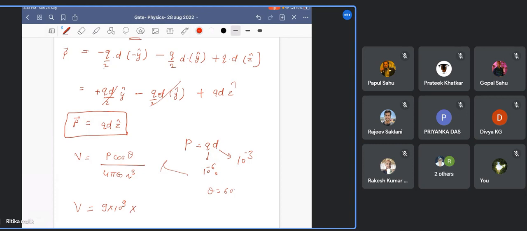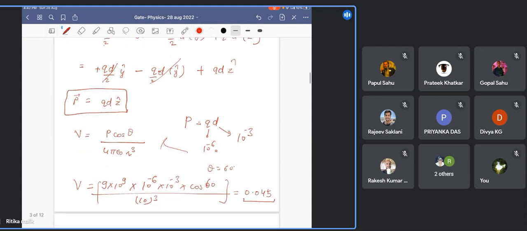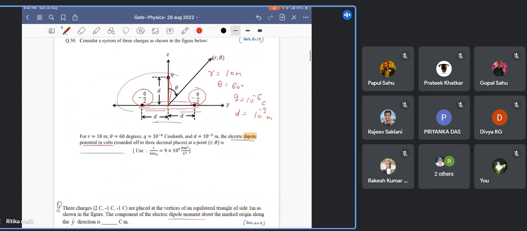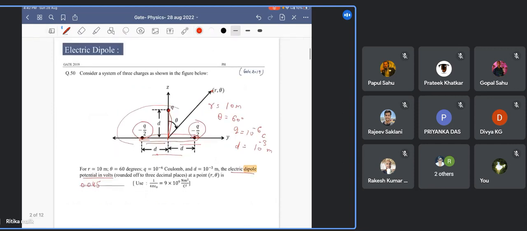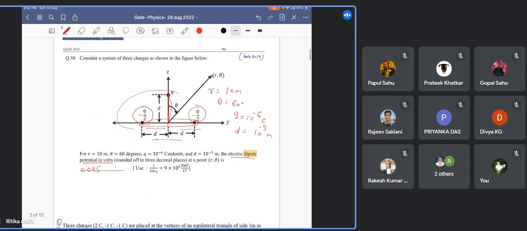So we put all these quantities here and the potential V is calculated as 10 raised to power 9, q d cos 60, divided by r cube, 10 meter cube. If you calculate this quantity, you can try yourself. This will turn out to be 0.045. So the potential is 0.045. You can do the calculation yourself.